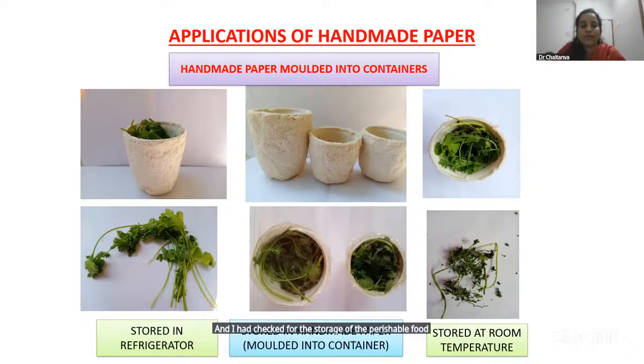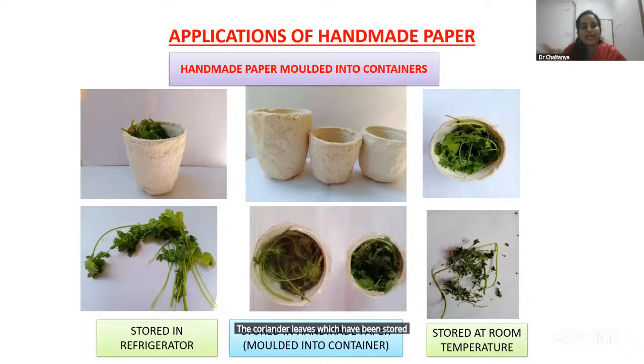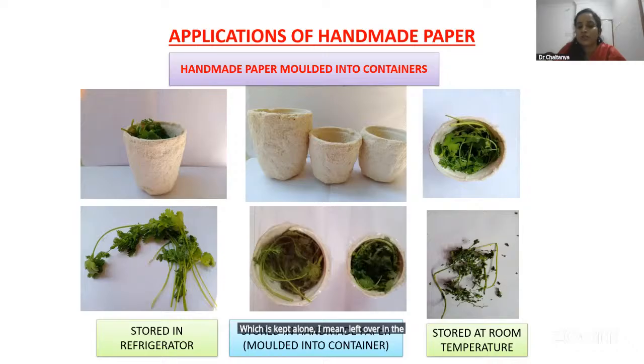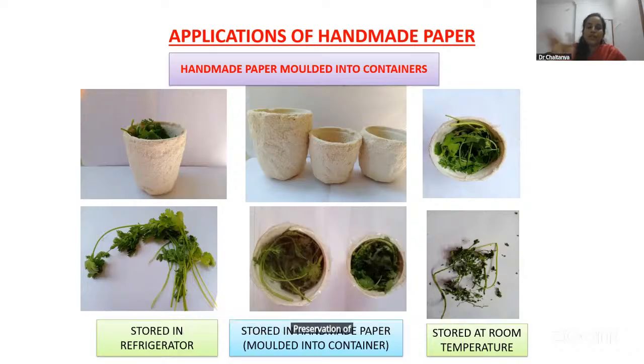I said one of the important things is coriander. Coriander gets spoiled very quickly, so that's why I focused on the coriander leaves. So you can see the coriander leaves which have been stored in the refrigerator are equal to the coriander stored in our containers, which is kept at room temperature. It got spoiled very soon compared to the fridge as well as the containers we had produced by coating the nanoparticles. So like that, we can use the nanoparticles for the preservation of the food. What I had discussed starting, I told you, they are used for food packaging.